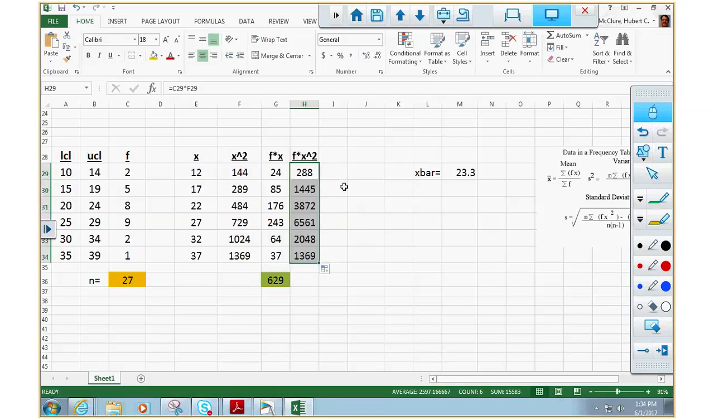Now, what's the biggest mistake students make when doing this problem? The first is they use the wrong columns. They'll take this 12 and multiply it by this 144, or they'll take this 2 and multiply it by 24. They pick the wrong columns. All right, so be careful.